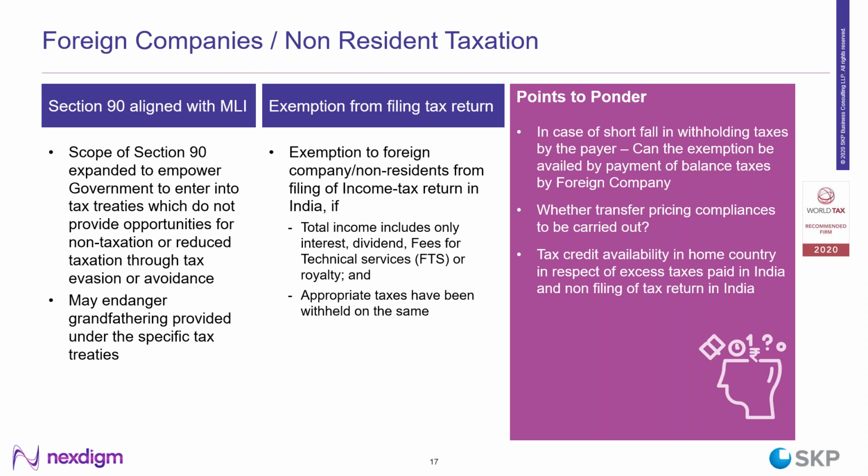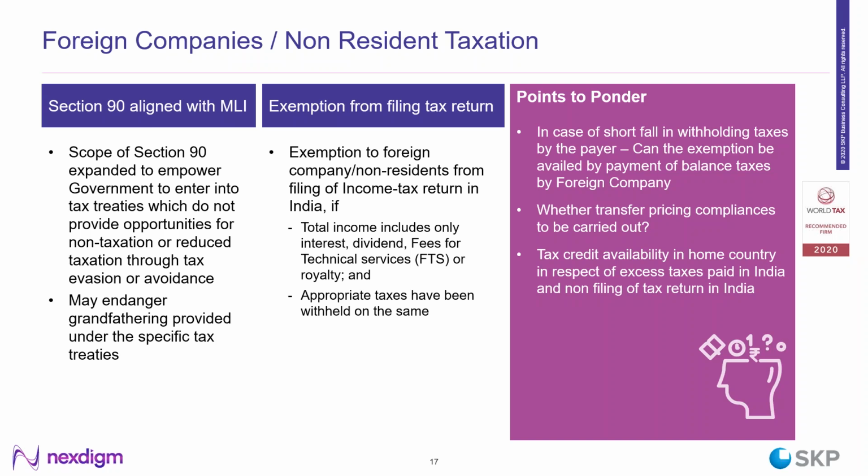Moving on, a couple of important changes: an amendment of the Indian local laws, which empowers the government to enter tax treaties with other countries which do not provide opportunities for non-taxation or reduced taxation. So in line with the MLI and the BEPS project, the government has made an enabling provision under the law which would allow them to enter into tax treaties and ensure that those tax treaties do not result in non-taxation or reduced taxation for any taxpayer.